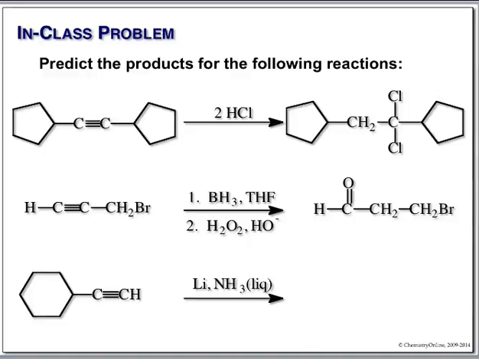Our next one, we're doing reduction. We have lithium in liquid ammonia. We remember that that's going to be stepwise. It's going to stop halfway. It would give us trans stereochemistry, but we have a hydrogen here, so it doesn't matter. We'll simply make the alkene.